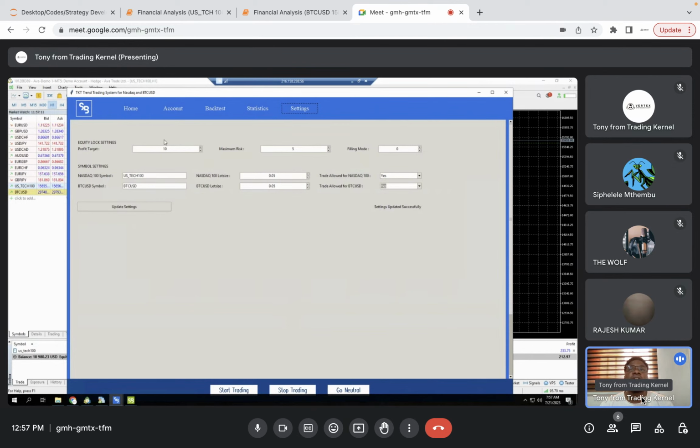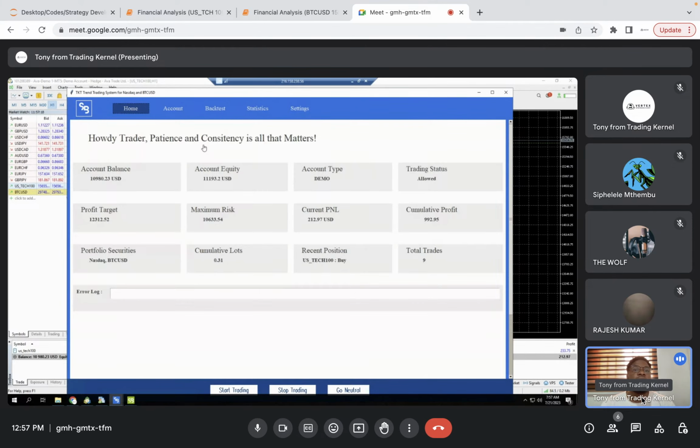So we'll have this, and we also have the one for our reversal system. These are the two that we are going to be releasing. We are currently testing it out now. As you can see, we are currently on $212 in profits on NDX. We are trading NDX and BTC USD on this account.